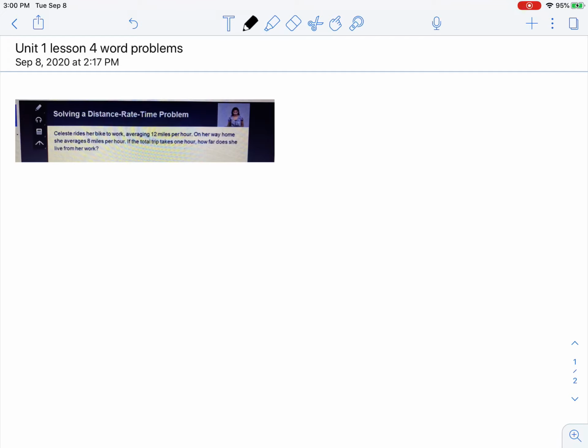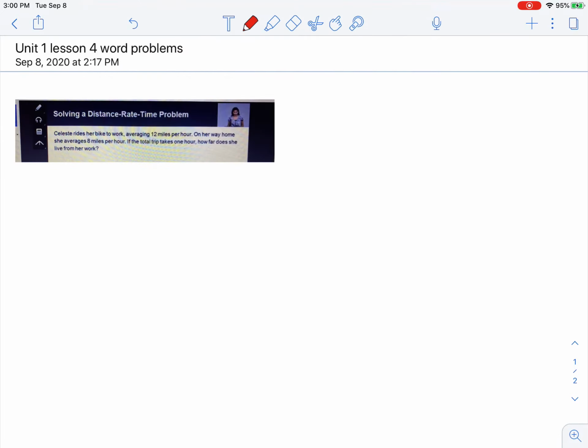So here's the question. Celeste rides her bike to work, averaging 12 miles per hour. On her way home, she averages 8 miles per hour. If the total trip takes 1 hour, how far does she live from her work?